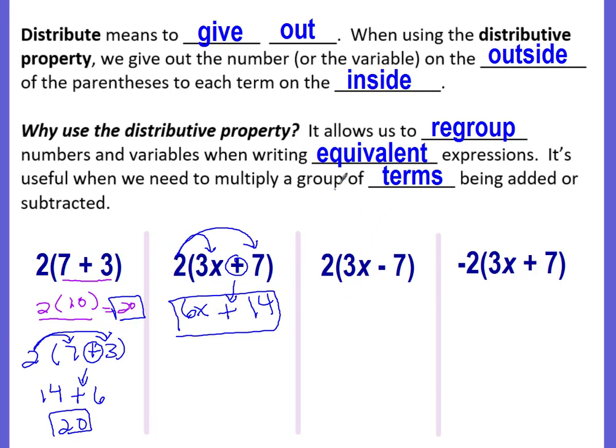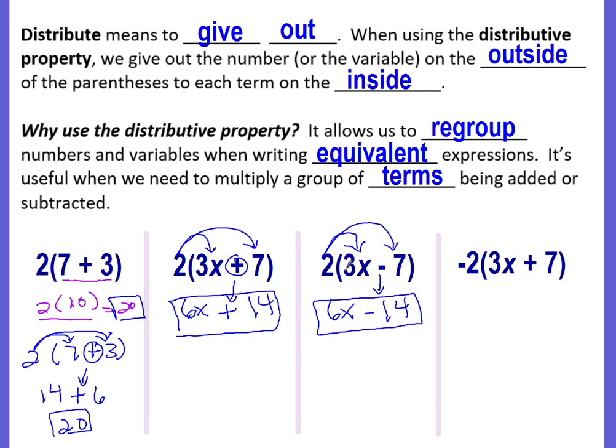The next example. Again, we're going to share this 2 with the 3x with multiplication. So 2 times 3 gives us 6 x's. We're going to bring down the operation symbol, minus. So this is a little bit different. In our other example, it was a plus. This time it's a minus. And then we share the 2 with the 7. 2 times 7 is 14. Cannot combine them because they are not like terms, so this is all we can do. 6x minus 14 is equivalent to 2 groups of 3x minus 7.